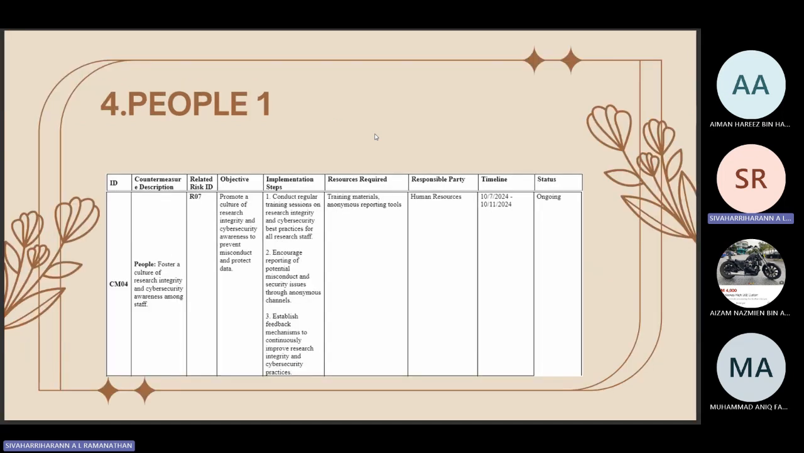Status is ongoing. So for the last part, which is people, foster a culture of research integrity and cybersecurity awareness among staff by conducting regular training sessions on research integrity and cybersecurity best practices, encouraging reporting of potential misconduct and security issues through anonymous channels, and establishing feedback mechanisms to continuously improve research integrity and cybersecurity practices. So the resources required are training materials and anonymous reporting tools. Responsible party is human resources. Timeline is 10 July until 10 November 2024. Status is ongoing.